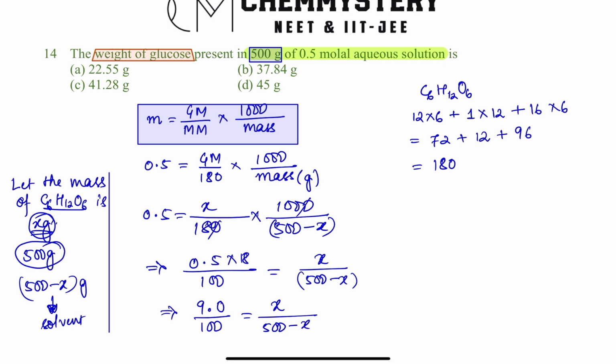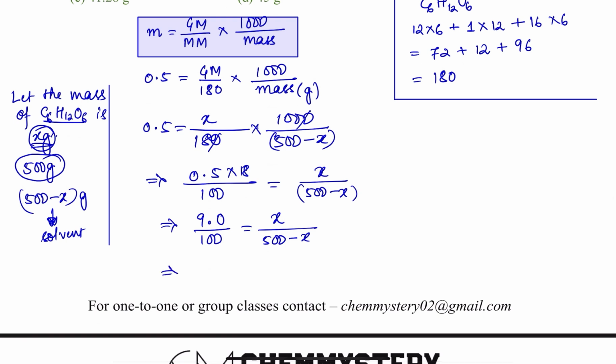So finally, again, if I remove this one, do it here. So this will be equal to what? 0.09.